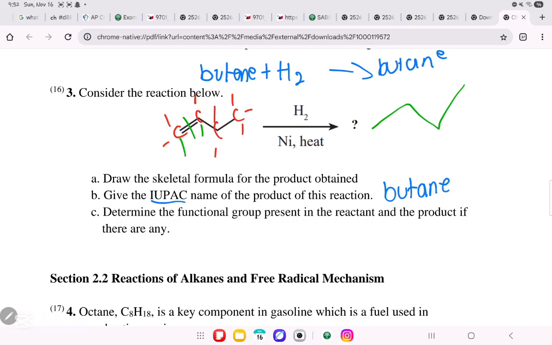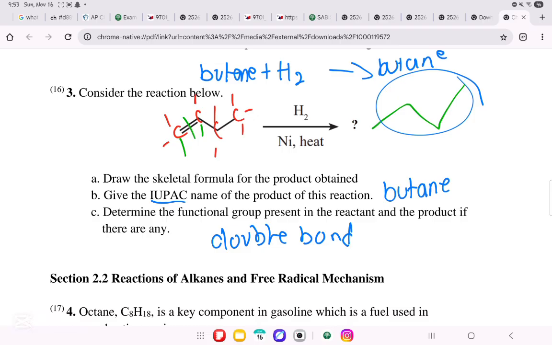Determine the functional group present in the reactant and the product if there are any. In the reactant we have a double bond, and for the product, it's an alkane, so it's the simplest form of hydrocarbons found in nature, and it does not have any functional groups.